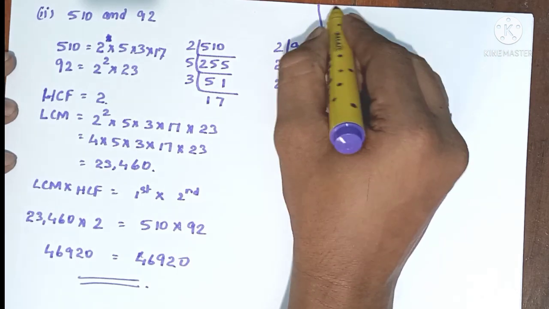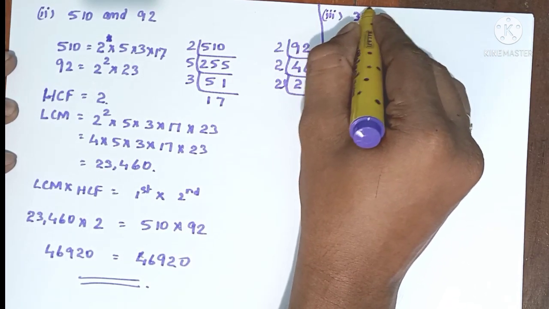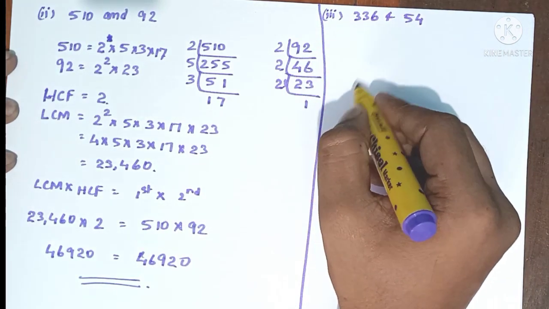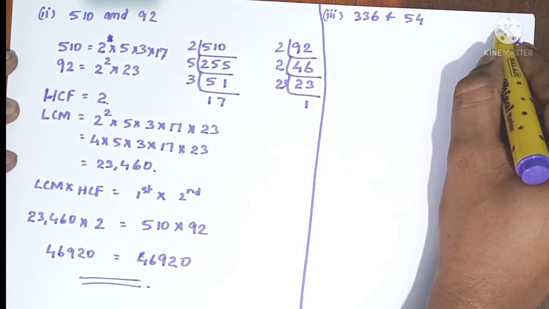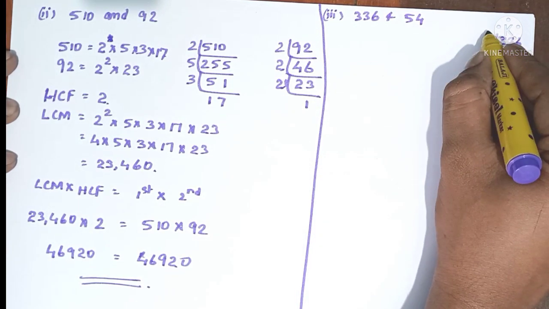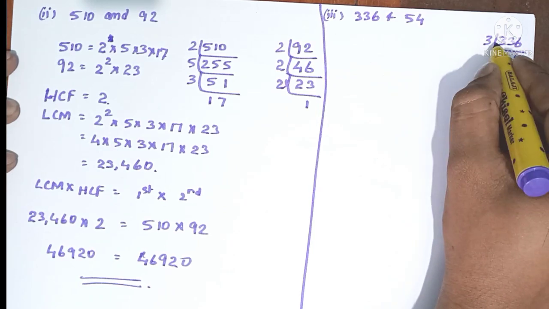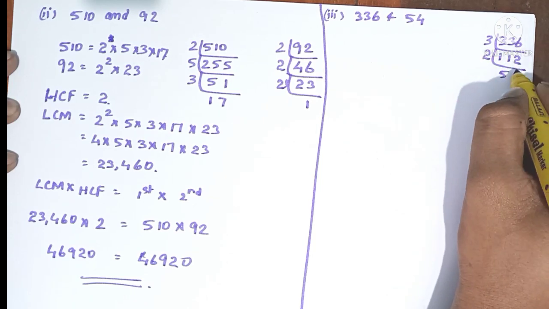Okay, now we move on to question number 3. That is 336 and 54. So we have to do the prime factorization. 336. We can use 3 first. So 1, 1, 2. Now let's try 2. 5 2s are 10, remaining 1, 12, 6.